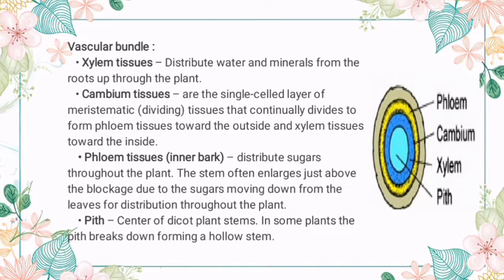And the last one is the pith. Pith is the center of dicot plant stems. In some plants, the pith breaks down, forming a hollow stem. In older woody plants, the pith is filled with rigid xylem wood fiber.